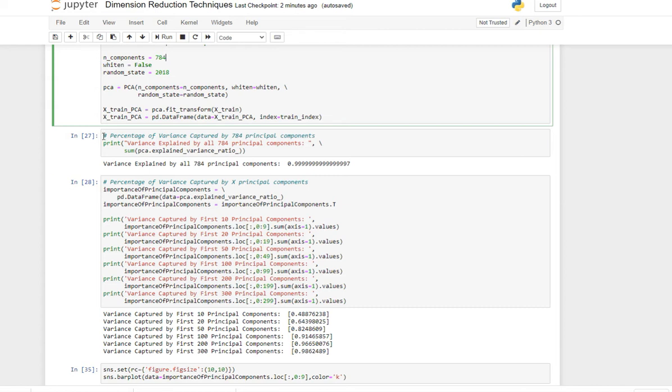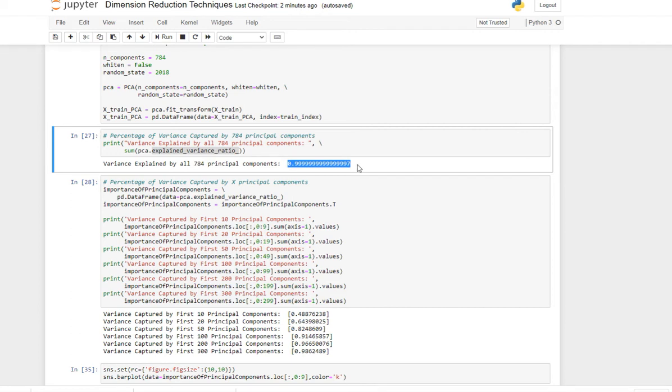So yeah, with this code here, we are saying percentage of variance captured by all the new 784 principal components, right? Here we just print them. You use this function PCA, you can just call the explained variance ratio. So it's saying variance explained by all 784 principal components is 0.9999. This is actually 1 or 100%, right?